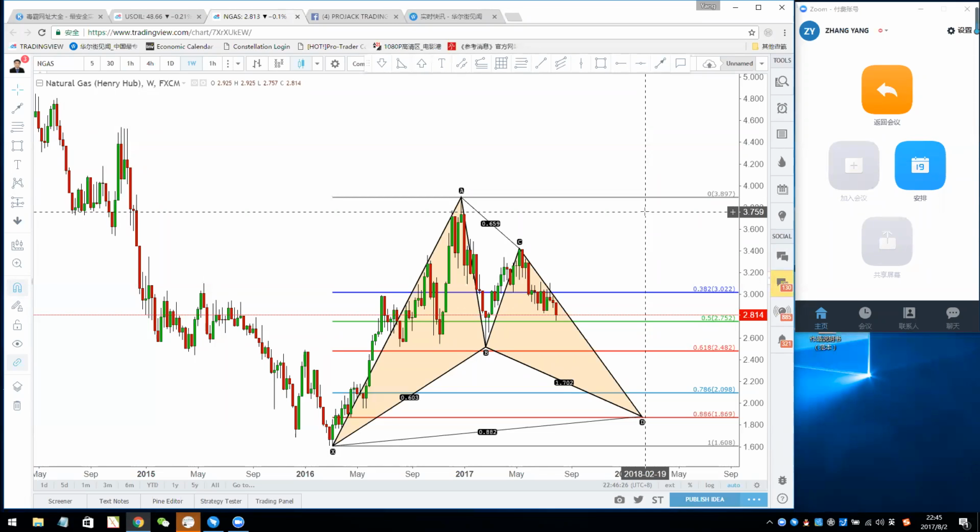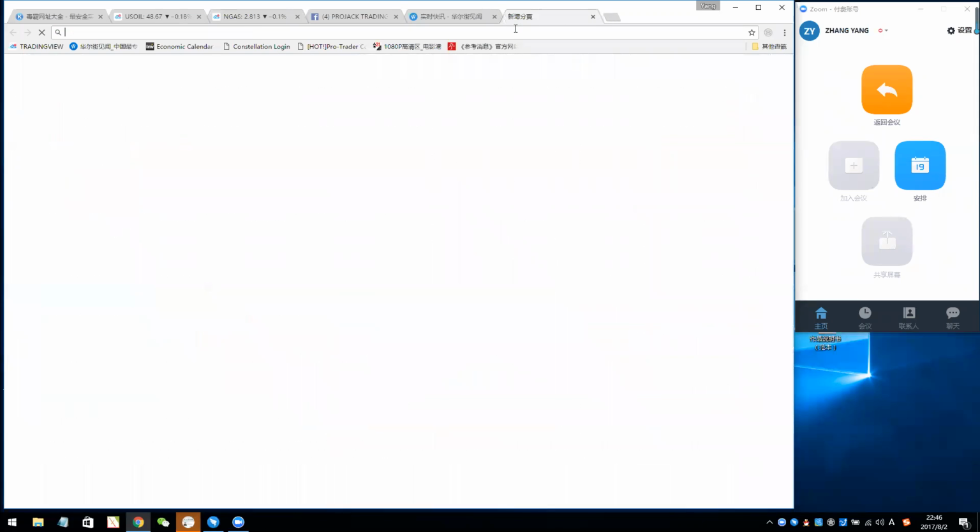What do you mean by financial management? I mean, for particular harmonic patterns, we have rules. When we have an entry, we have stop loss, we have targets, right? And that is all in my course, right?